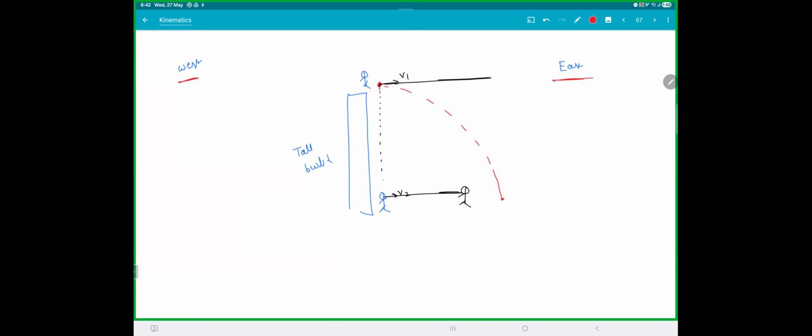isn't it? The stone at the top is going faster than me in the horizontal direction. So by the time it reaches the ground, it would have traveled more distance horizontally compared to me. Is that making sense? The stone will come and fall in front of me. Is the logic making sense? So stone, when you're throwing at the top, with respect to the earth, you are going faster than me.